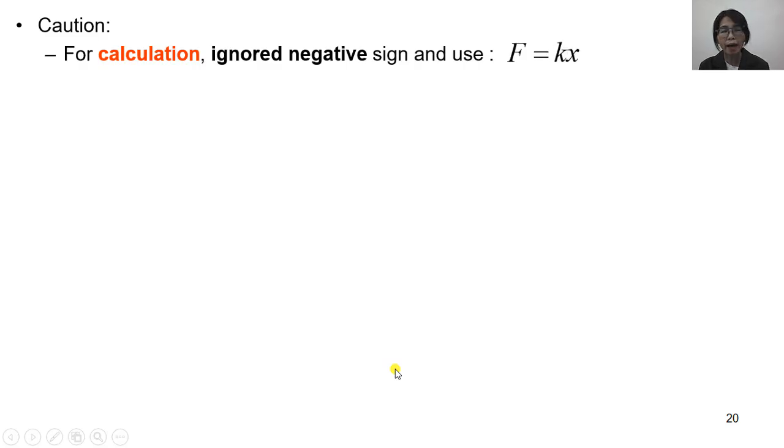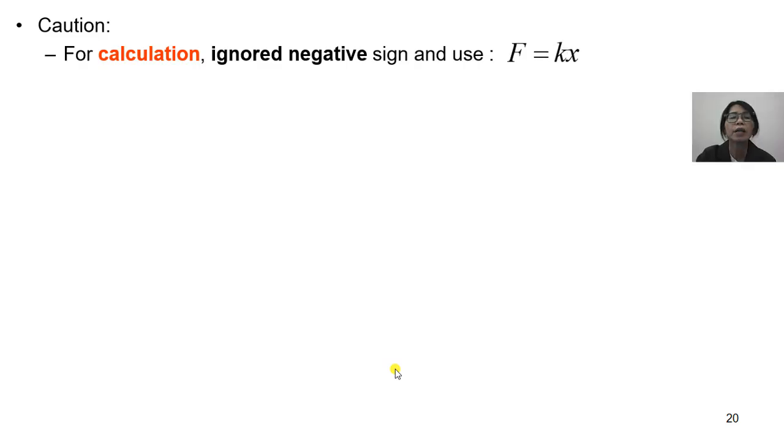So class, anyhow, for any calculations, we might ignore the negative sign and just use F equals kx, whereby F will be the applied force that we use to compress the spring or stretch the spring.